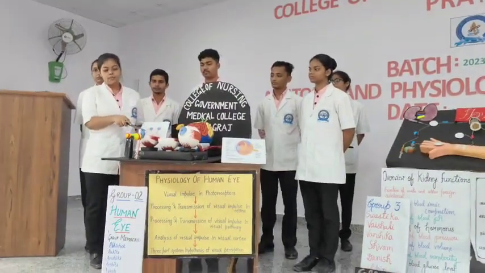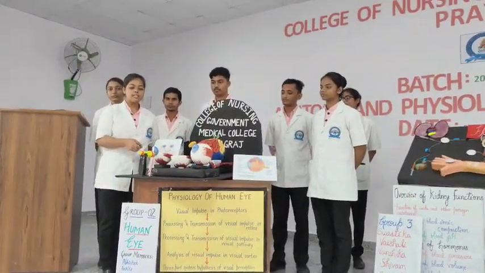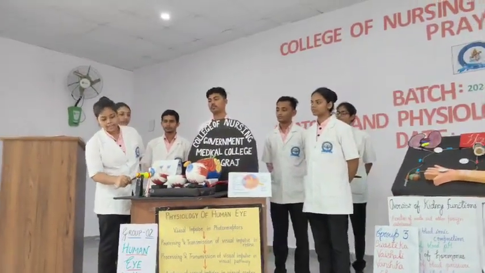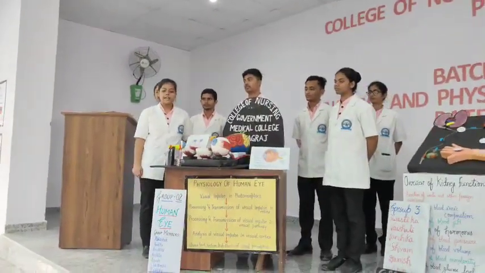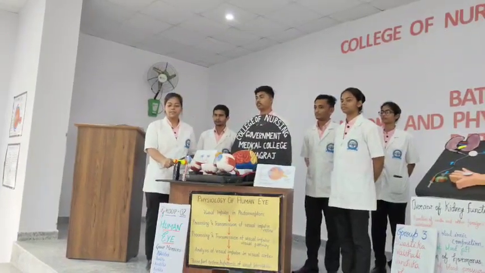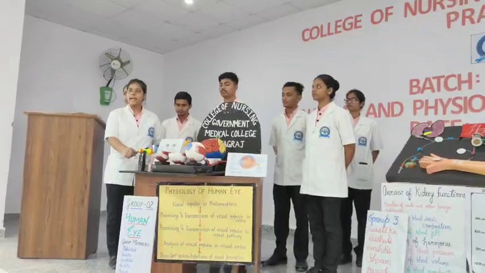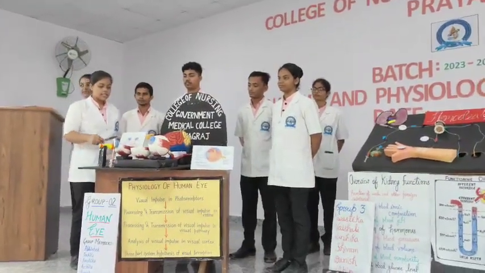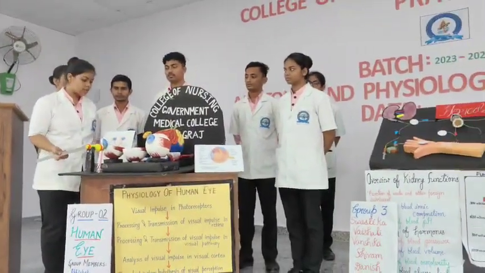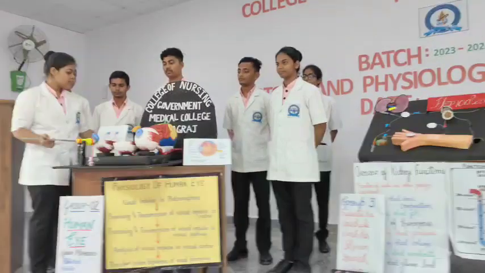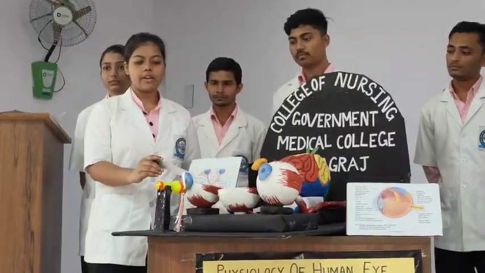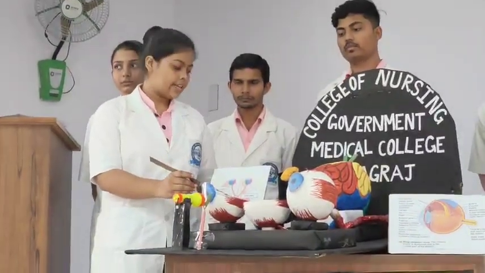Now the anterior portion is the aqueous humor. It provides shape to the cornea. Then this is the iris. These are the iris muscles. It regulates the size of the pupil for reflecting the light to focus on the retina.